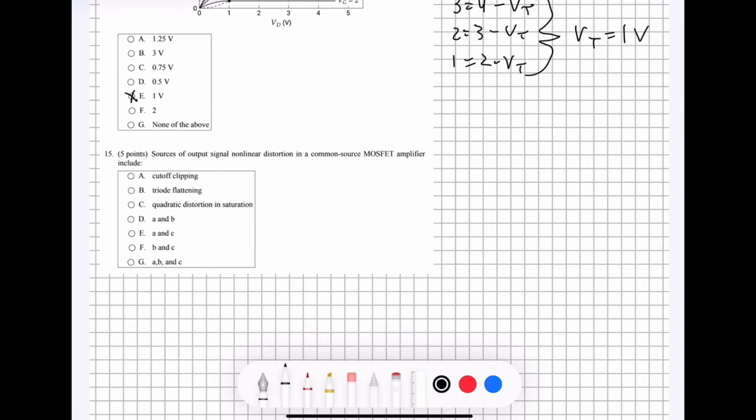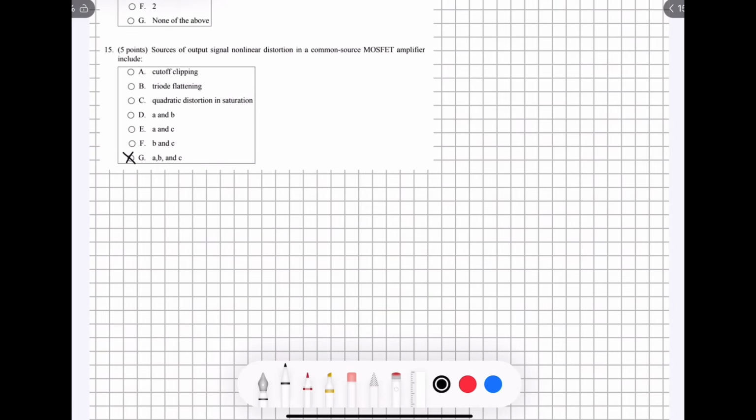This question says, sources of output signal nonlinear distortion in a common source MOSFET amplifier include, and then it gives us several options, including cutoff clipping, triode flattening, quadratic distortion and saturation, and some combination of these terms. So this question, unfortunately, is going to be basically memorization, but the correct answer is G, and I will explain why. This question is basically memorization, but I will explain each of these terms individually so that you can gain some kind of familiarity with what those concepts are.